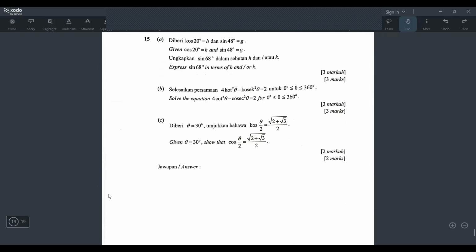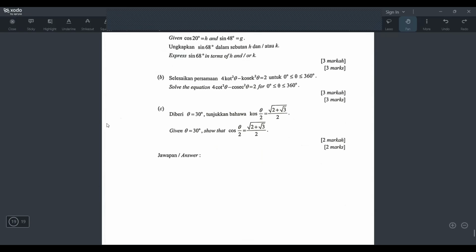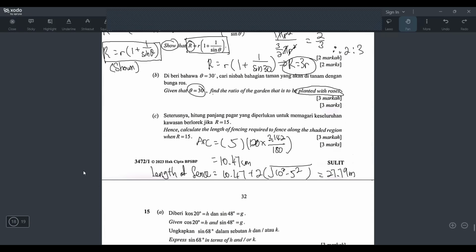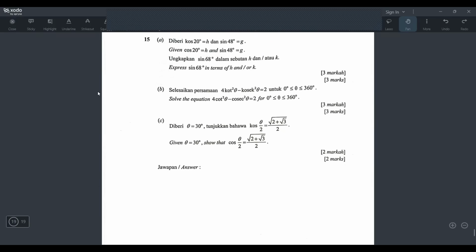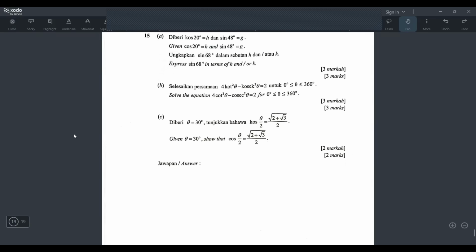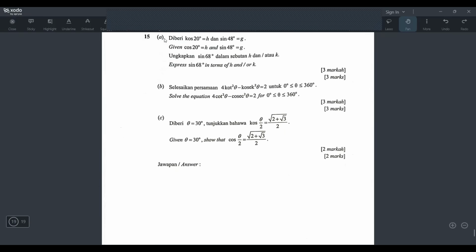Finally, we are at the last question. But actually you don't have to do this question in the exam, because in this Bahagian B you only choose two questions out of 3. But I will do all of it, so I will do this question also. So definitely this is trigonometry. Just by looking at the question, you know it's trigo. Okay, let's do it. Given cos 20 is H, sine 48 is G.